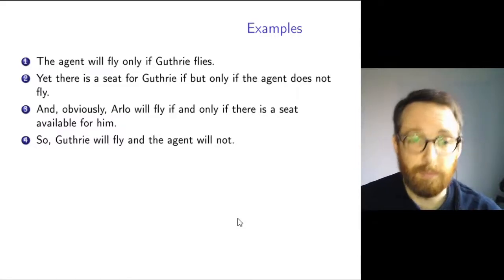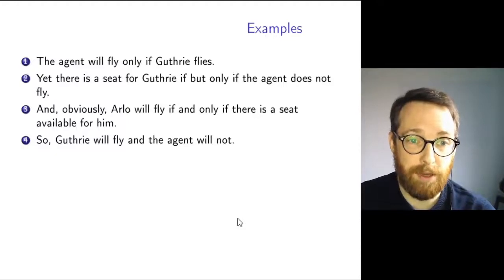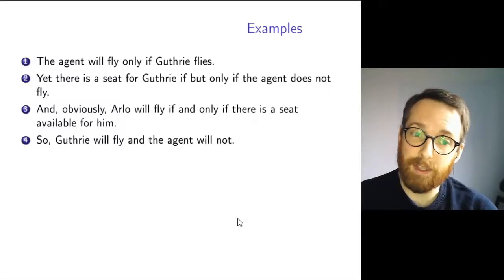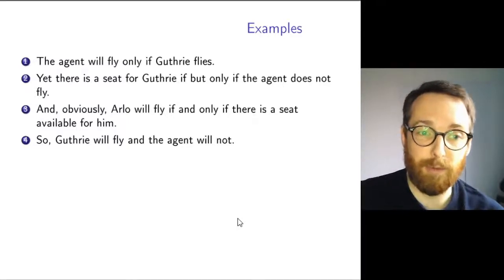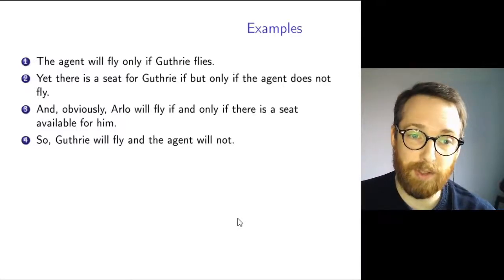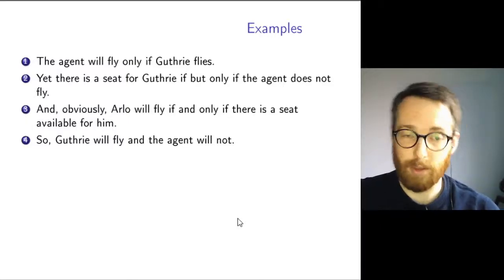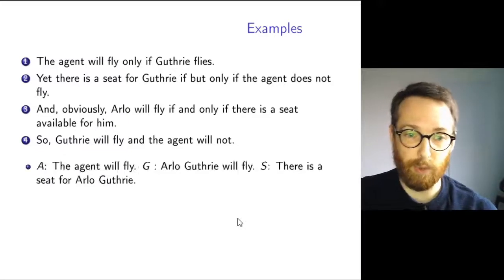Okay. So, premise 1, the agent will fly only if Guthrie flies. Premise 2, yet there is a seat for Guthrie if but only if the agent does not fly. Premise 3, and obviously Arlo will fly if and only if there's a seat available for him. Therefore, conclusion, Guthrie will fly and the agent will not.